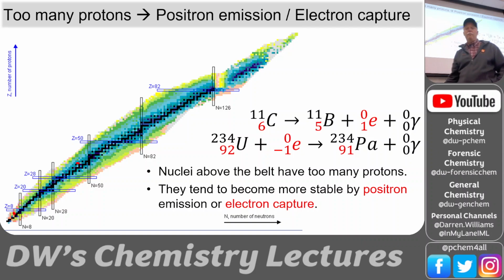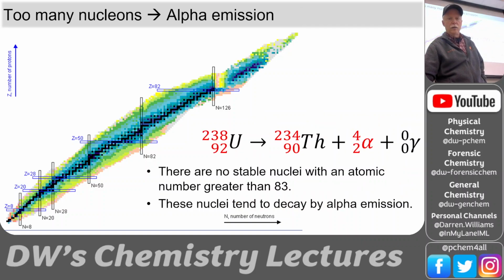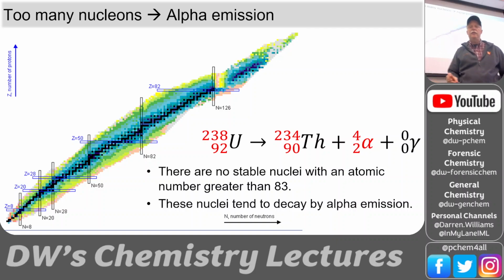If you have elements that are above the belt of stability, they have too many protons, and so they could spit out a positron, and that would move them straight down, okay? They could also capture electrons, and that would move them left, okay? And then alpha emission, if you have too many nucleons in total, like your nucleus is just too big and too unstable, you can spit out an alpha particle, and that moves you diagonally here at a slope of 1, and you're going to eventually get into the belt of stability.